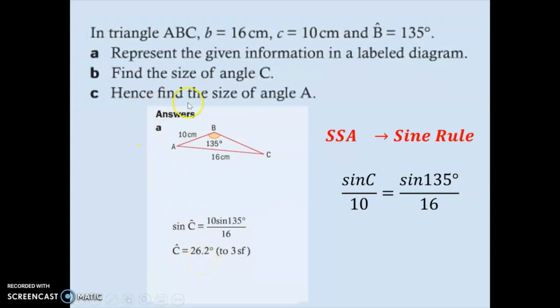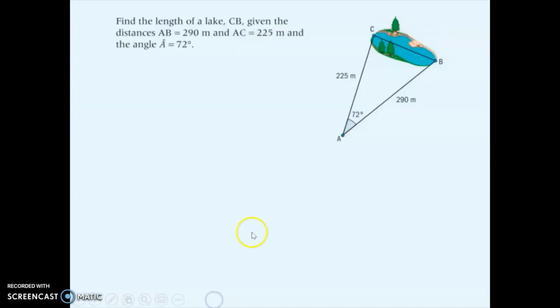Okay, final question. Hence, find the sides of angle A. So it says now you know this angle, hence means therefore, right? So we know this angle, we know angle C. Oh, if you know two angles in a triangle, you can easily find the third because they all make 180. So there is your answer for angle A. Hope you got that. Next one.